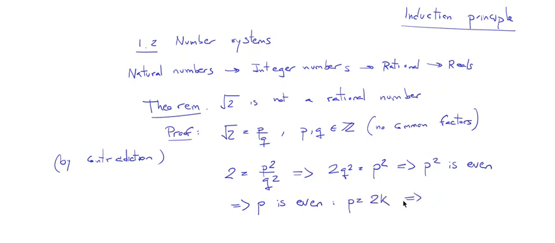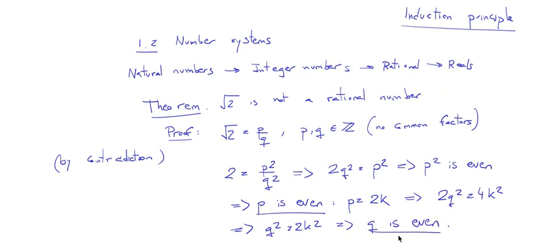So if we substitute here, we have 2q squared is 4 times k squared, which implies that q squared is 2 times k squared. But using the same argument as before, this means that q is even. But wait a minute, p is even, q is even, so they have one common factor at least, which is 2. But we said that p and q didn't have a common factor, so we have reached a contradiction.